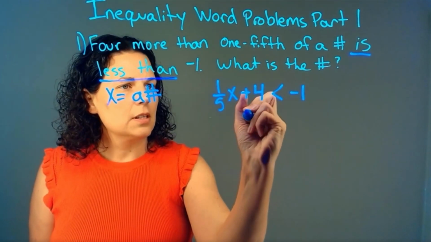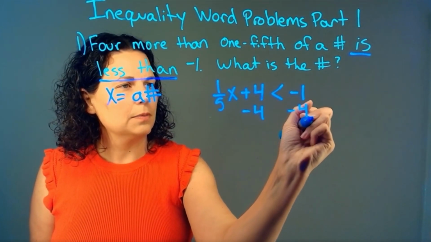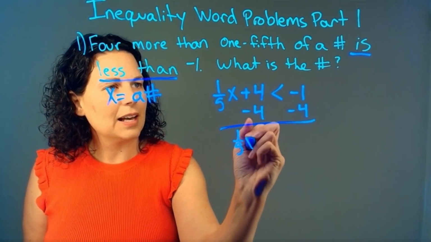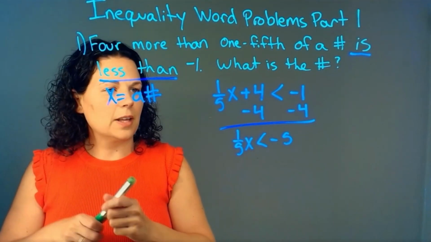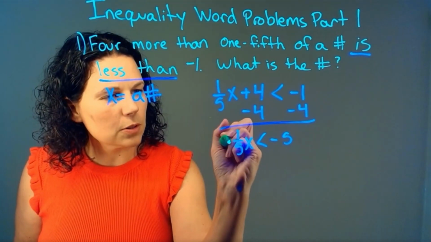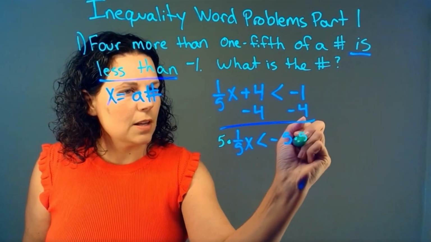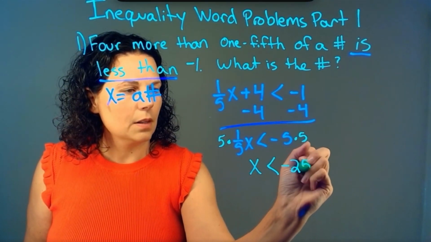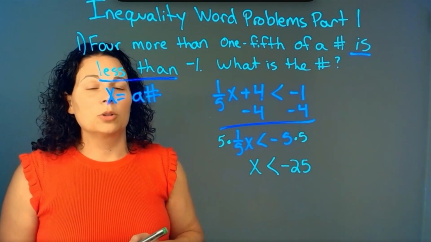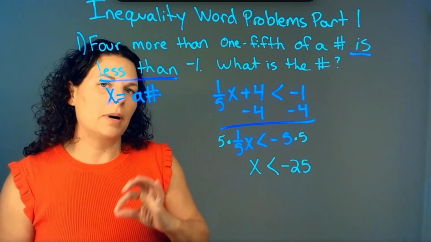So let's solve this. Subtract 4 from both sides. 1/5 x is less than -5. I'm going to switch colors because I feel like this is hard to see. We're going to multiply both sides by 5. I do not flip my sign because I did not multiply by a negative. I multiplied by a +5.